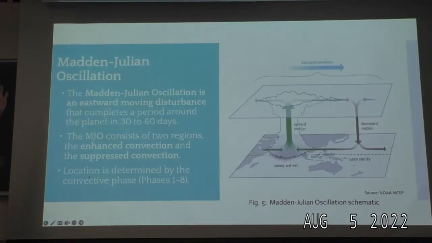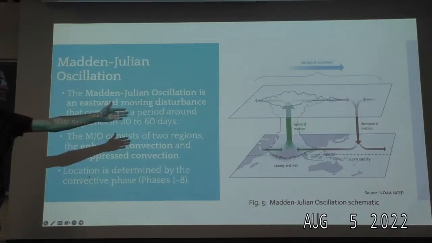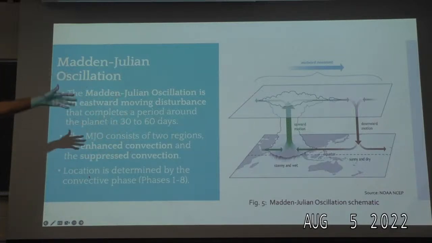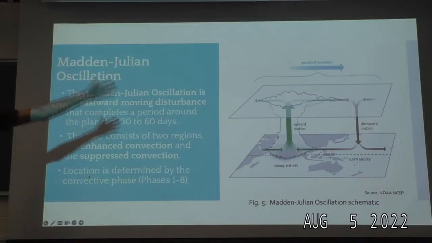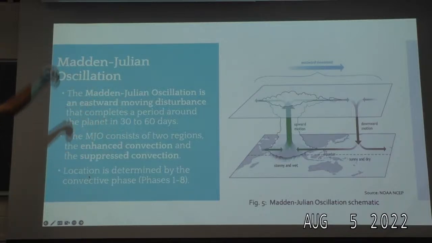The Madden-Julian Oscillation is an eastward moving disturbance that completes a period around the planet in 30 to 60 days. The MJO consists of two regions, one convection enhanced region and one suppressed convection region, and the location is determined by the convective phase. This is a schematic of the processes within an MJO wave. You have the stormy, wet conditions and instability over one part of the MJO, and in the other part, downward motions enhance dry and sunny conditions.